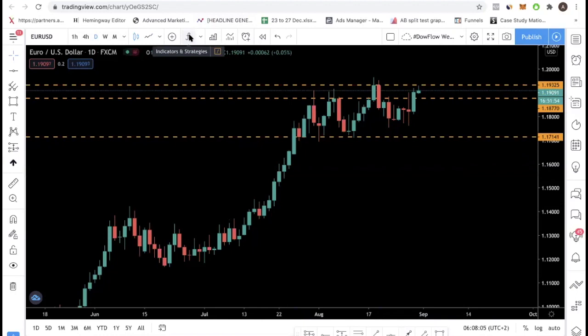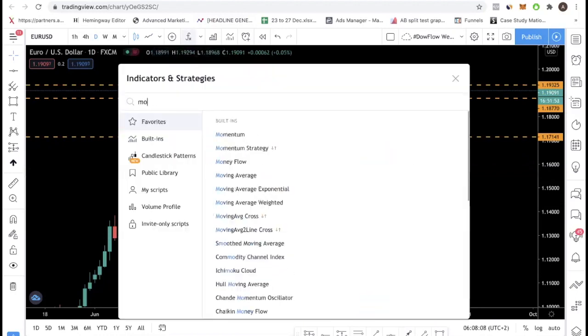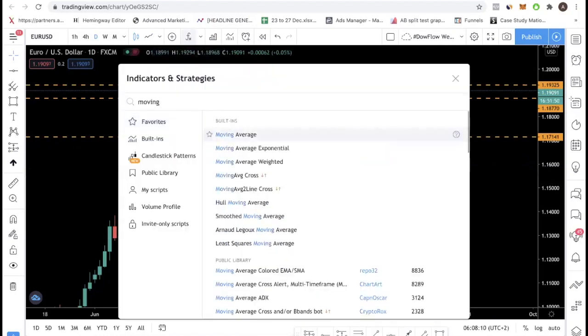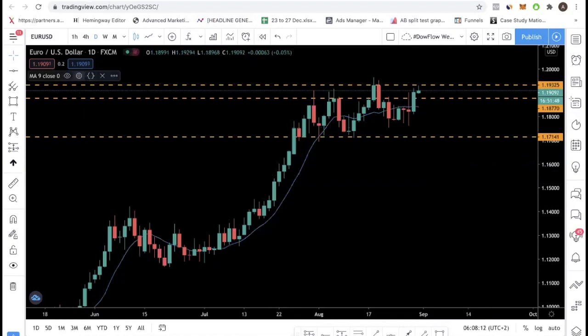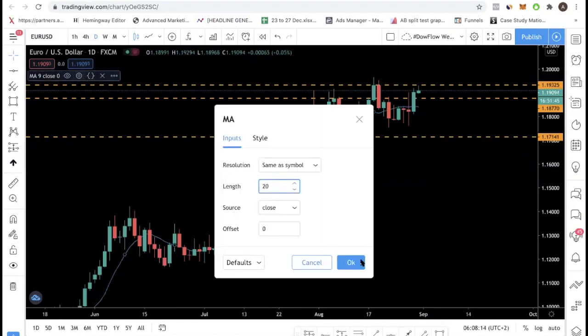What is step two? Step two is you want to load up your indicators. So in this case, let me just load up the moving average indicator first. Put it to 20 period. Close.